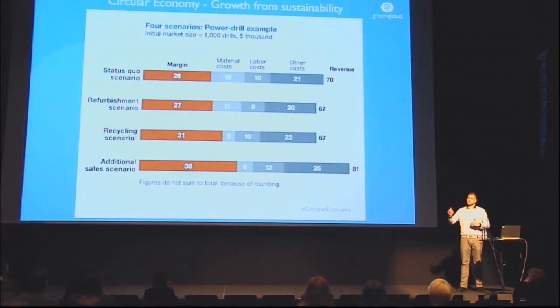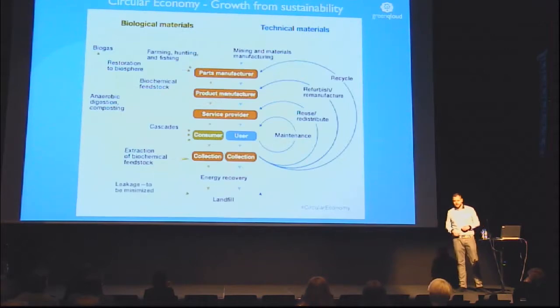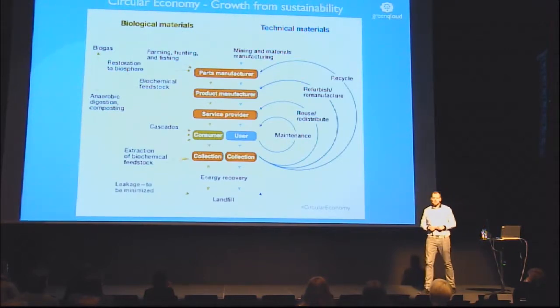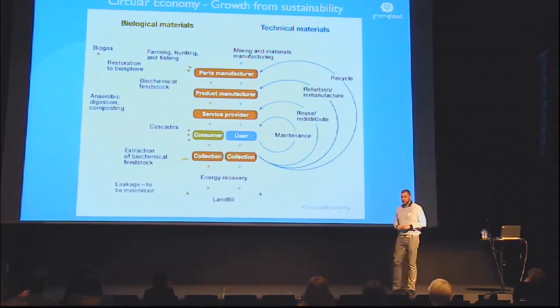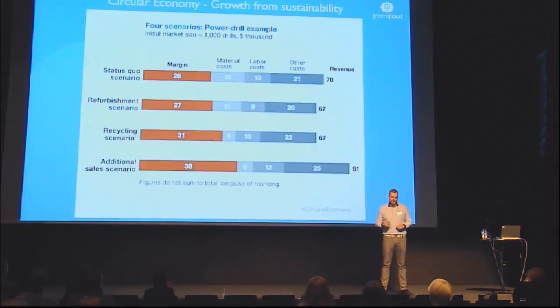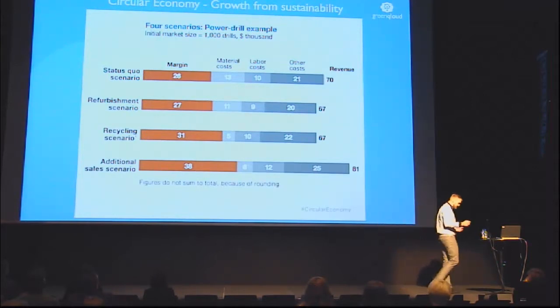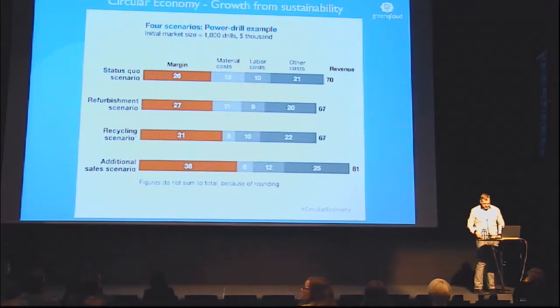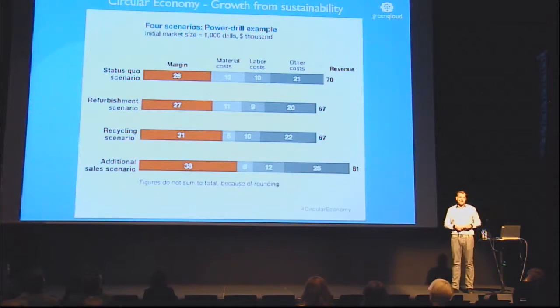Now, enter the circular economy, where we are recycling, refurbishing, reusing, and redistributing. And we can see the equation starting to change a little bit. In the first example, we sell 800 power drills, giving us income, and 200 are refurbished and sold at 80% of the original price.